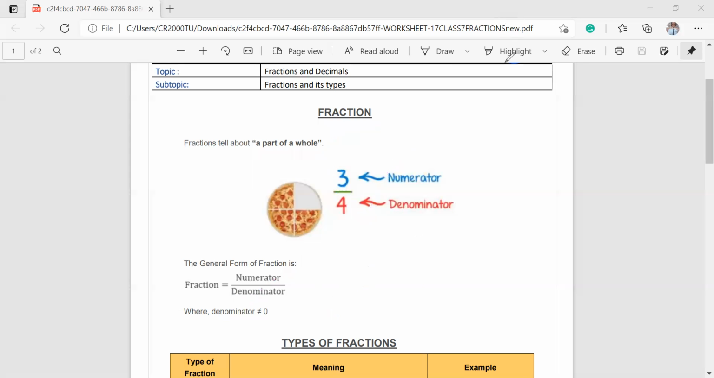In this session, only this much I wanted to tell you, and in the next session we will continue with what proper and improper fractions are. Also, we will learn different types of fractions and how to operate them. So till now we have this much concept.